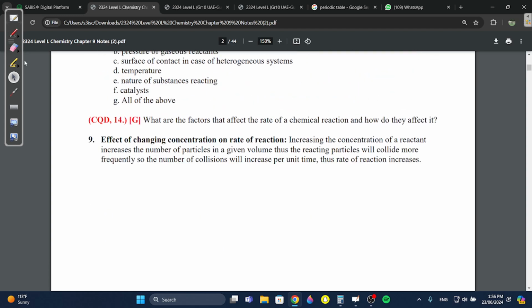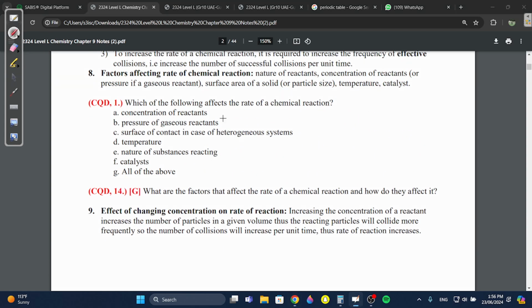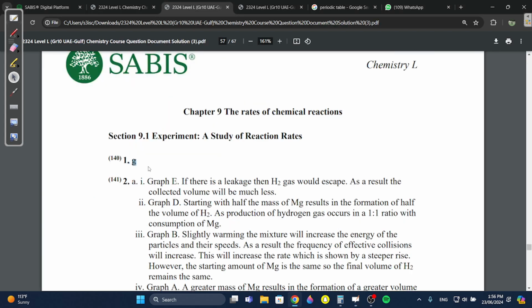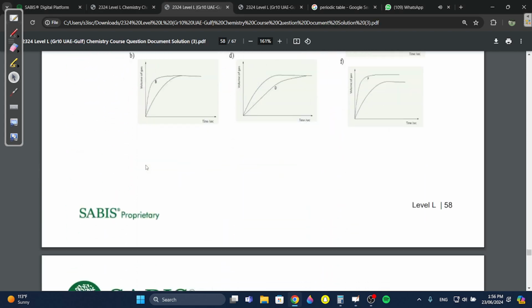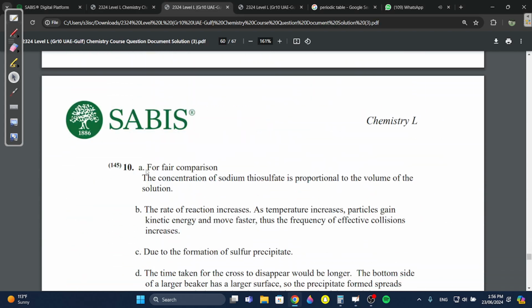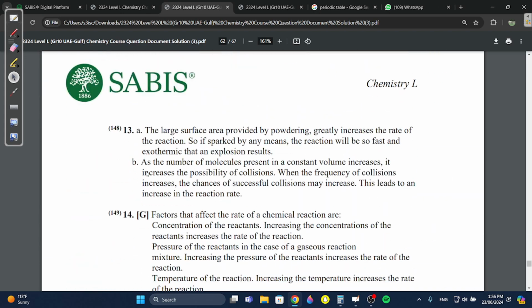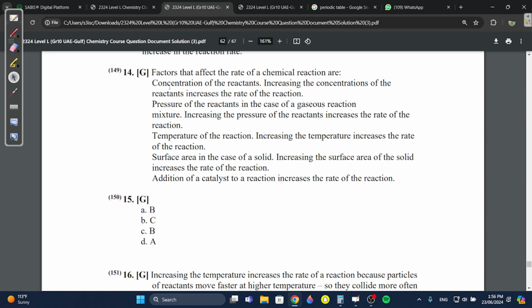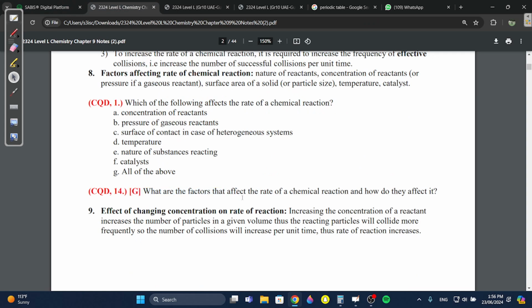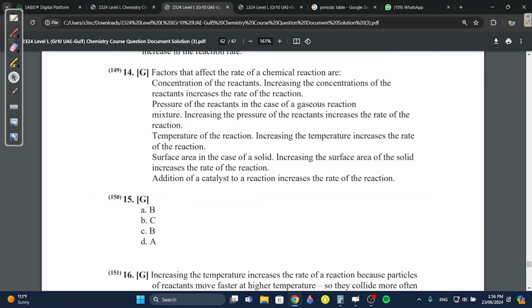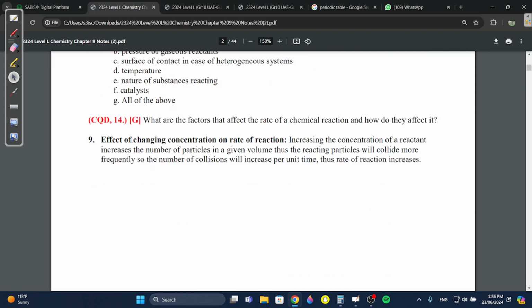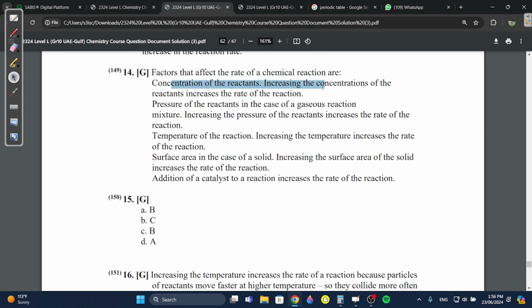Okay, what are the factors that affect the rate of a chemical reaction? How do they affect it? Well, they're here. But let's check the answer. Okay, CQD 14. Where's 14? Okay, factors that affect concentration of the reactants. Oh, you have to explain each one. Okay, I think we could get something in the written like this. How do they affect? If you were to increase concentration, it would increase the rate. Yeah, increasing concentration increases the rate. Increasing pressure in the gas increases the rate.